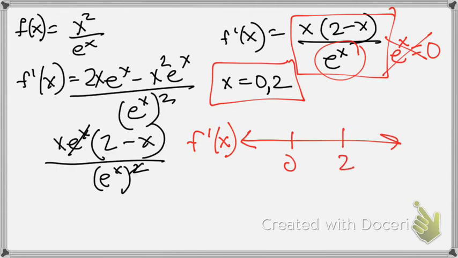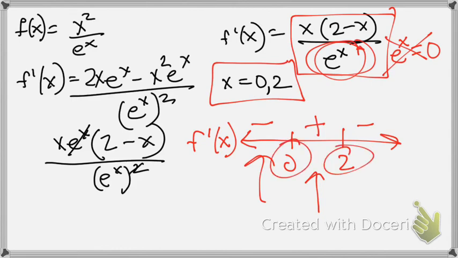Okay, the denominator is always positive. Don't need to worry about that. The numerator, if I plug in a 1, I get positive, positive. If I plug in a negative 1, I get negative, positive. If I plug in a 3, I get a negative. So therefore, this guy is a min and this guy is a max. So min at x equals 0, max at 2.